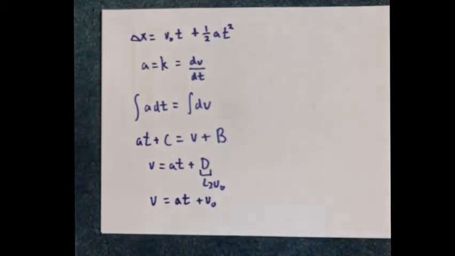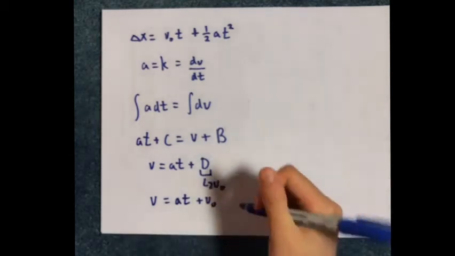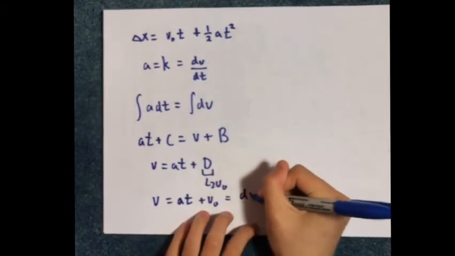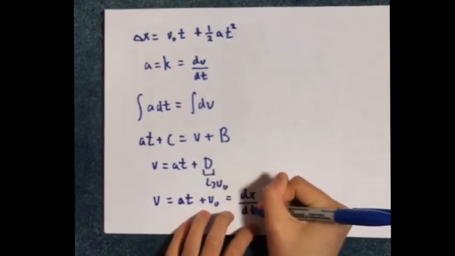So now what we have to do is repeat these steps again. We have to take another antiderivative in order to get to displacement, because we know that velocity can be written as dx/dt.